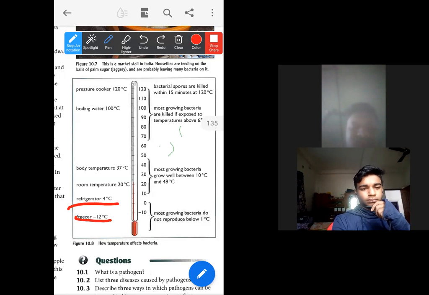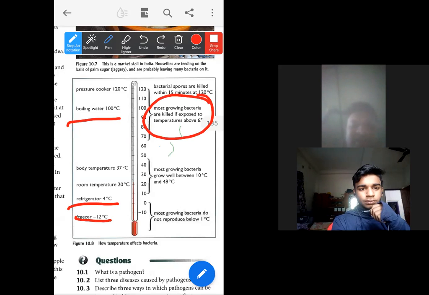But it will not kill the bacteria. The only way to kill the bacteria is to boil it with water, or treat it with high temperature. You can see cooking here, high temperature. Most of the bacteria are killed at this temperature when we boil it with water.